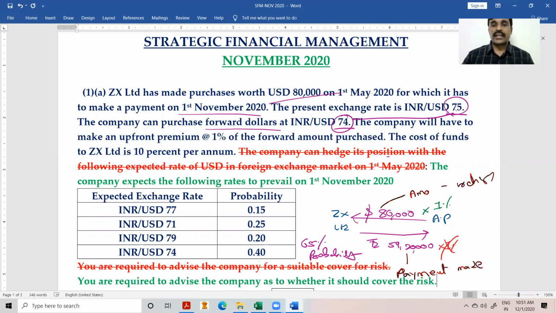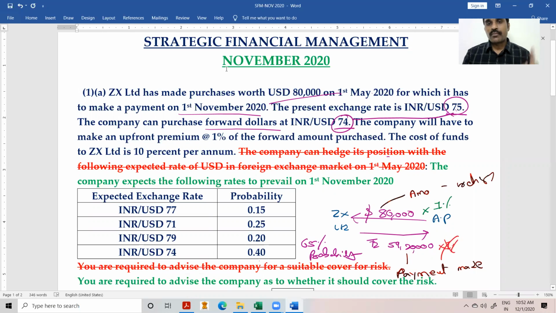Suitable cover means they are asking which hedging strategy. They have given only one hedging strategy. Where is the question of picking which is the suitable hedging strategy? The question should be whether to hedge or not, not which hedging strategy to be used. Therefore, these are the drafting errors in the question. So ultimately, this is the point.